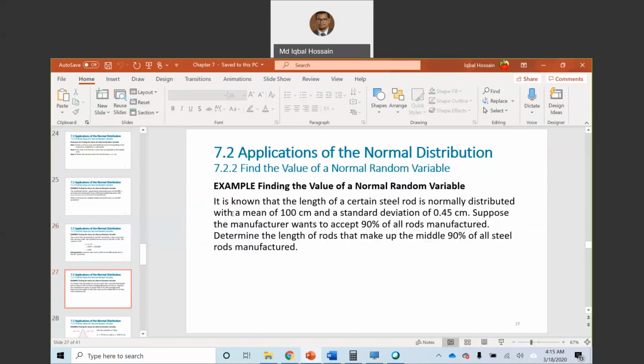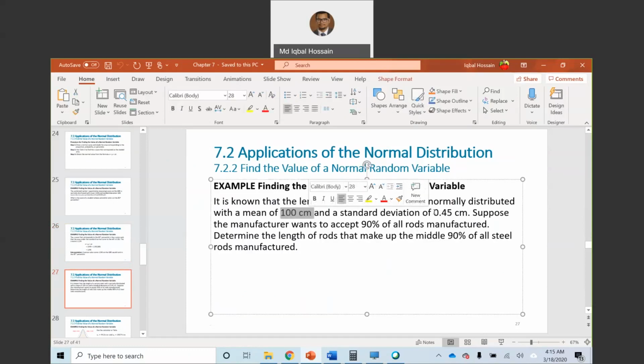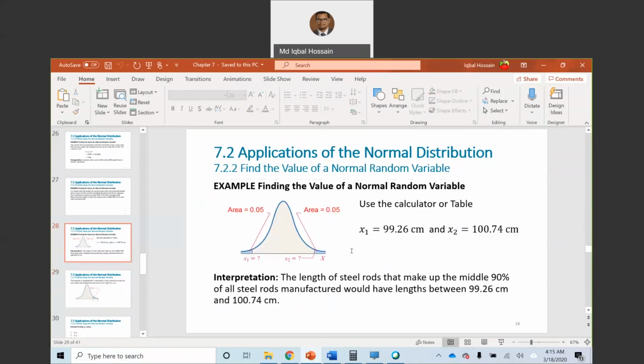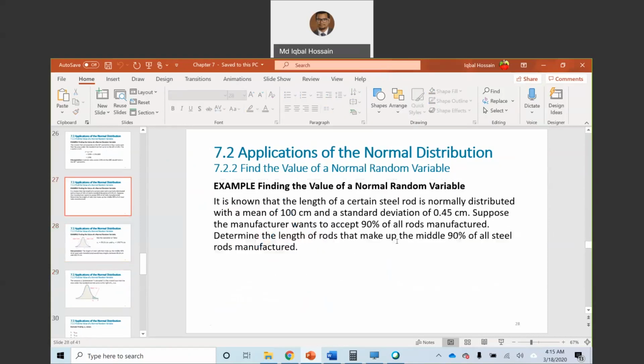Now we have an example. It is saying it is known that the length of a certain steel rod is normally distributed with mean 100 centimeters and standard deviation 0.48 centimeter. Suppose the manufacturer wants to accept 90% of all rods manufactured. Determine the length of rod that makes up the middle 90% of all steel rods manufactured. So it means that we have to find the middle 90%.